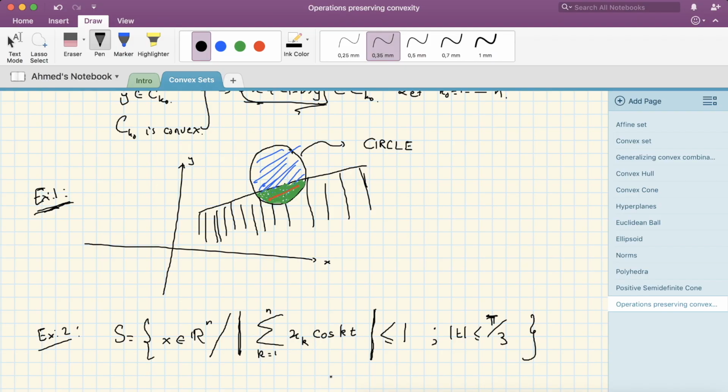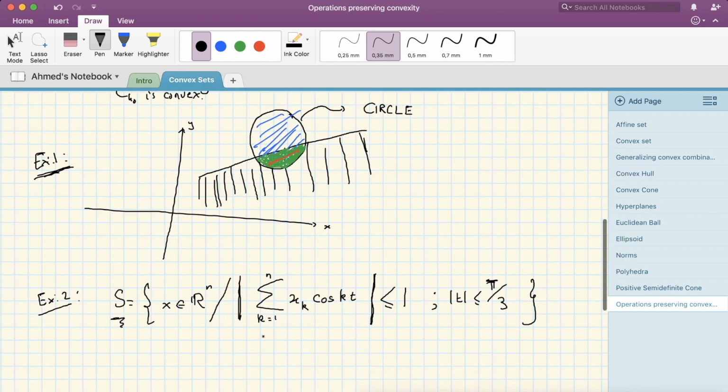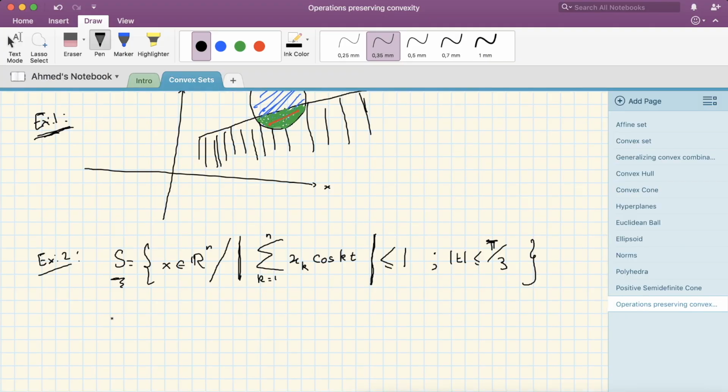So this set S, you could prove it's convex using the definition. I don't know how hard or easy it is because it looks hard. Not going to lie to you, but if you take 2 points x and y in S, and you say, let's take the convex combination theta x plus 1 minus theta y, where theta is between 0 and 1, what does that mean? What does this tell us?